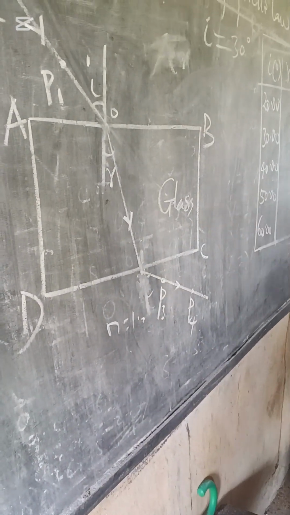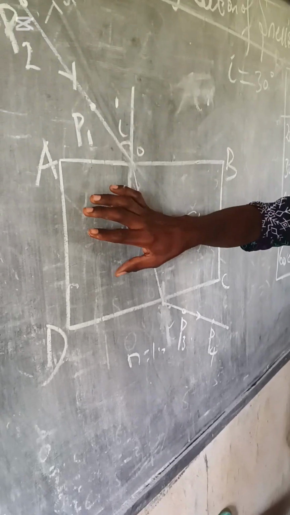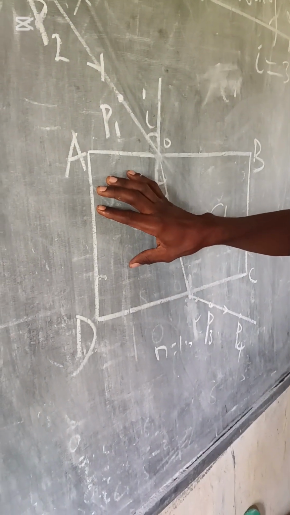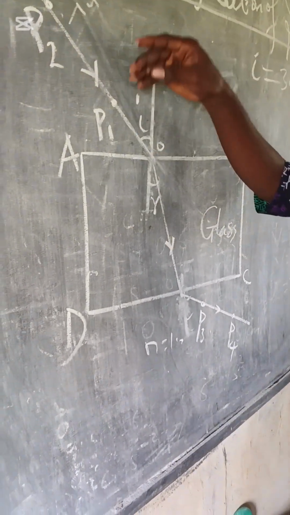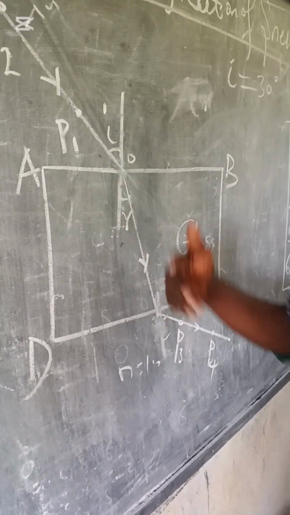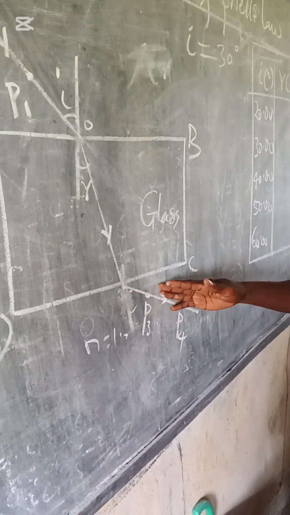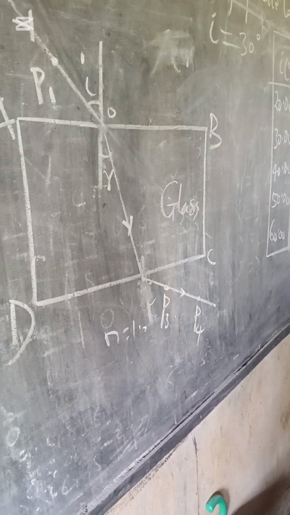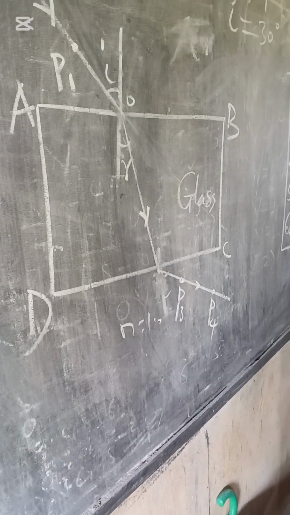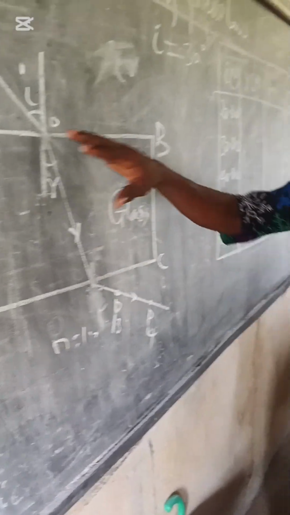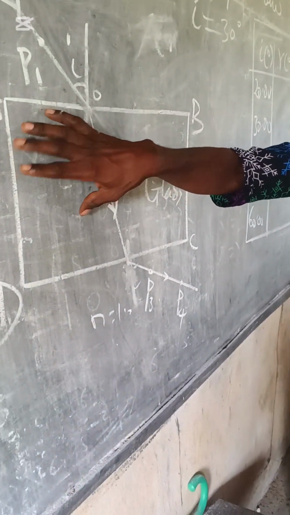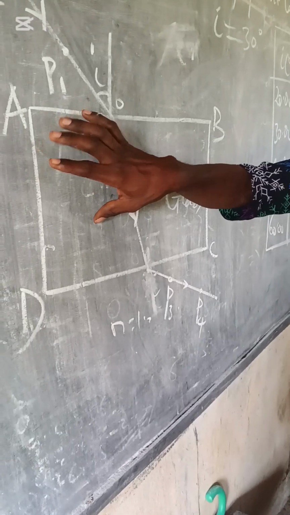We have the apparatus for the experiment. We have the rectangular glass prism. We have the drawing board. We have optical pins, and we also have A4 paper or drawing paper. So after that, we place the block on the paper.